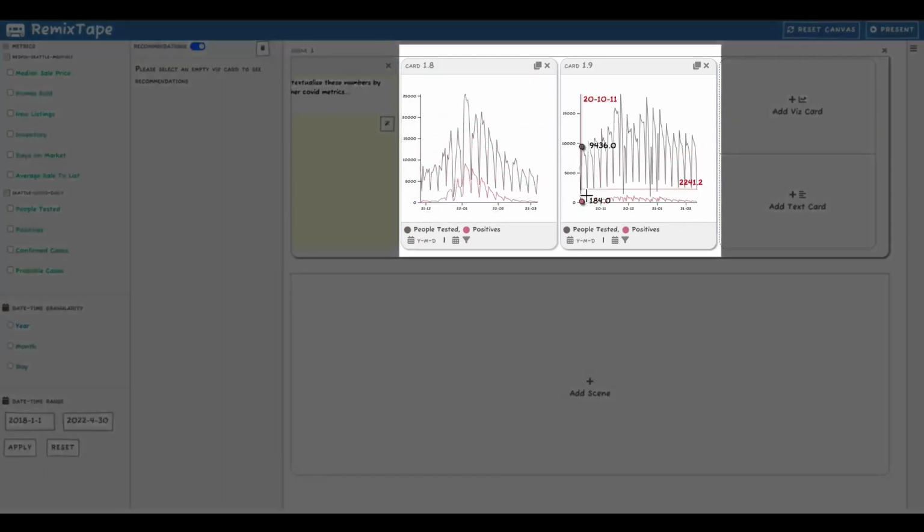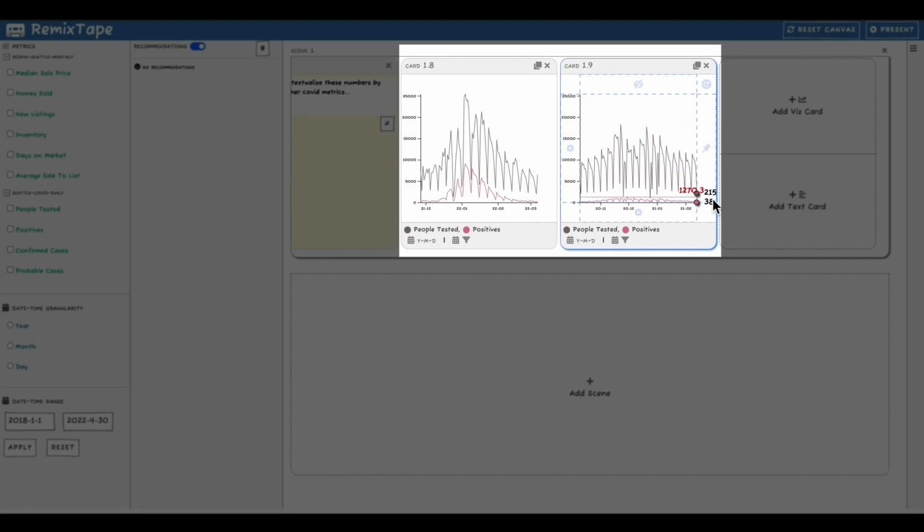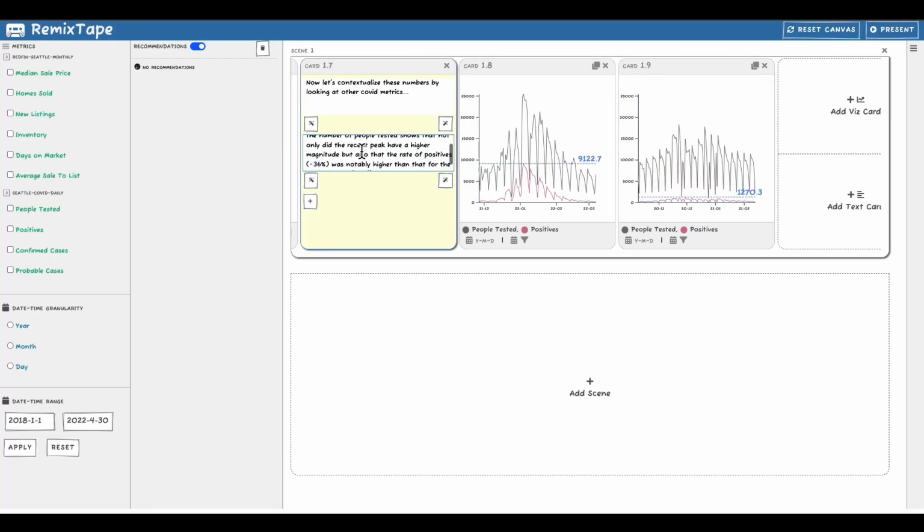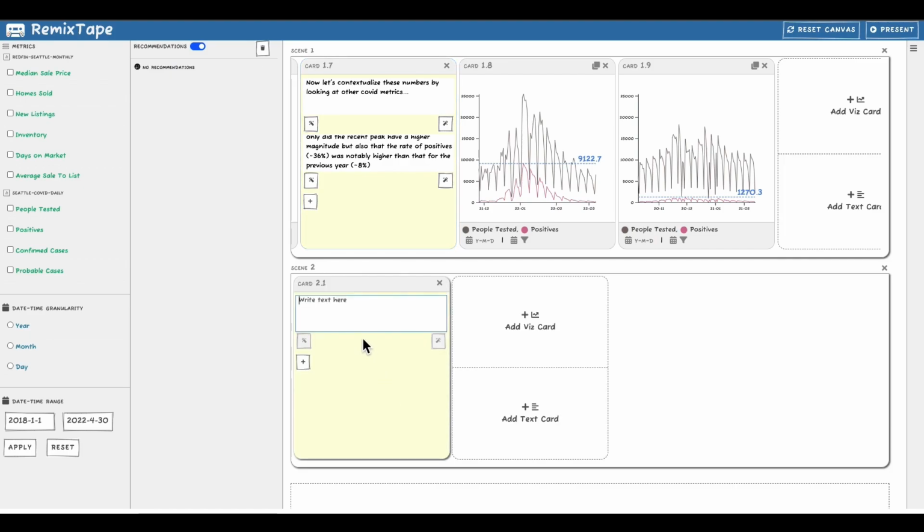To draw further attention to the higher values for both metrics associated with the more recent spike, we add annotations to the y-axis. Having established context around two COVID metrics, we now want to show what was happening in Seattle's real estate market around the same time. To this end, we create a second scene.